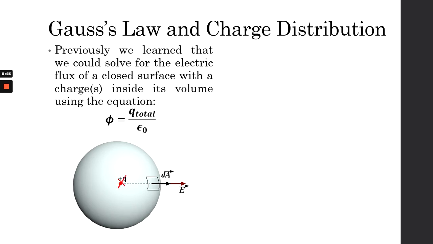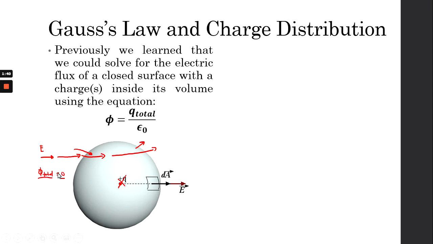Because remember, let's say we don't have a charge inside our enclosed surface. If we have an electric field that is originating outside, we know that the total electric flux of a surface with an electric field outside would actually be 0, because the amount of electric field going inside the surface and the amount going out of the surface would be equal. Therefore, the total electric flux is 0.